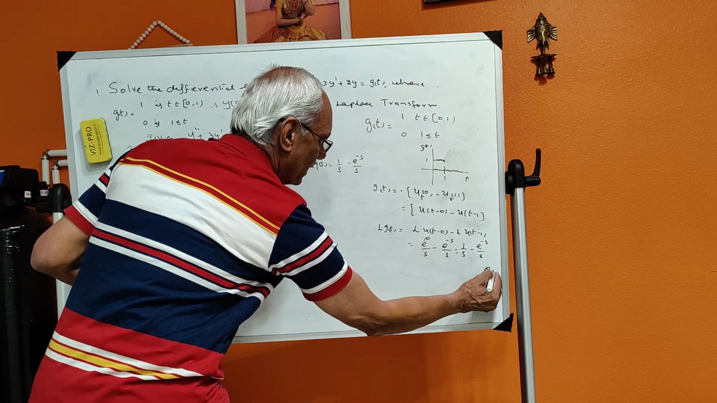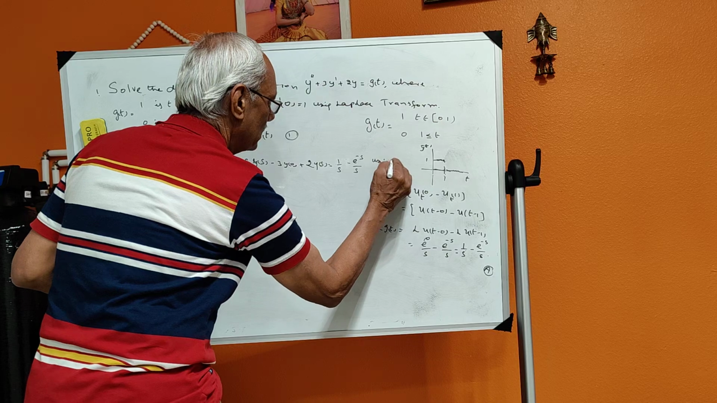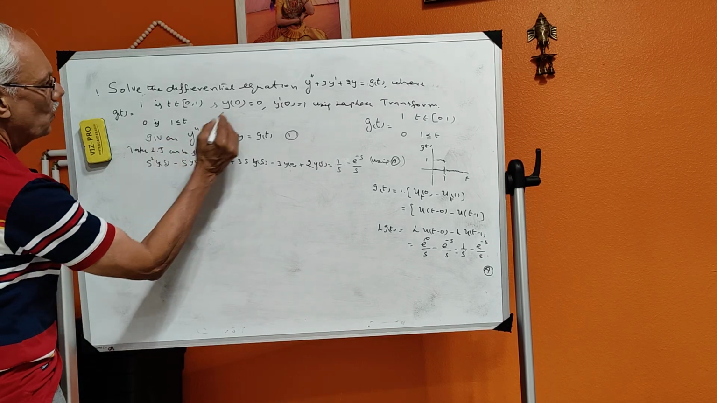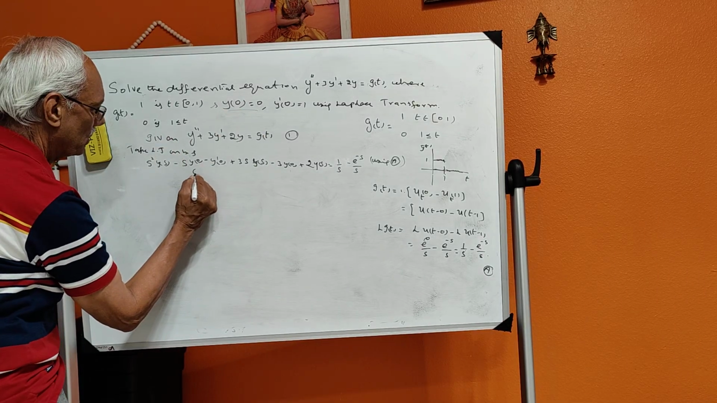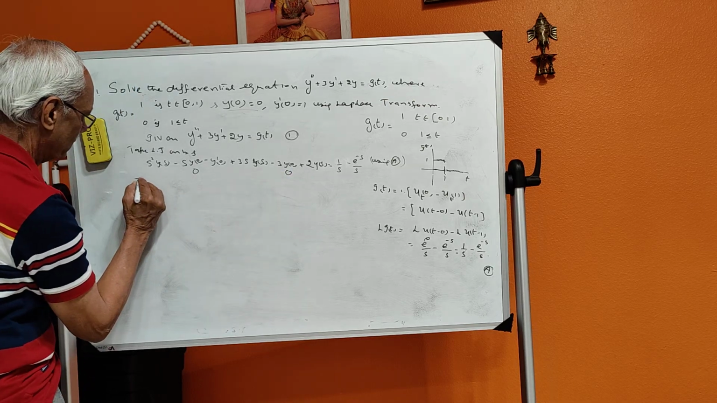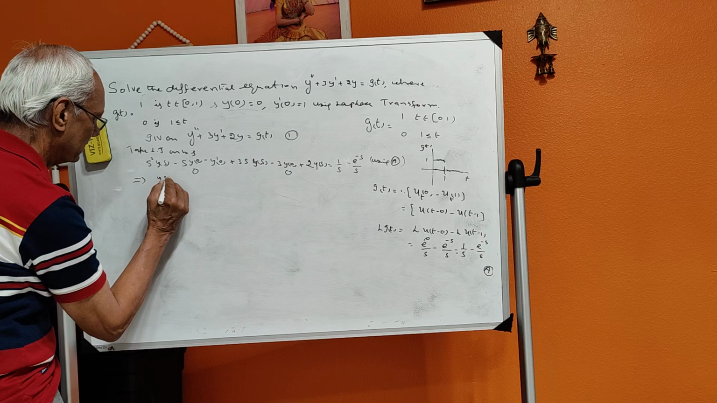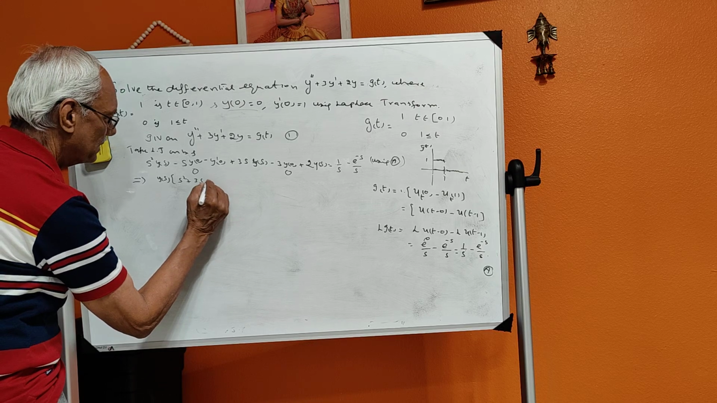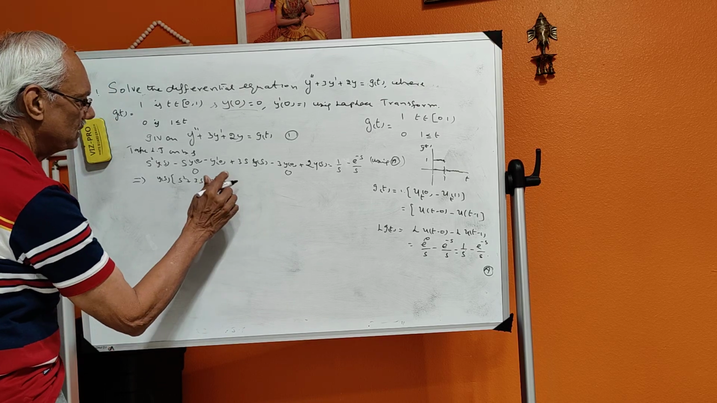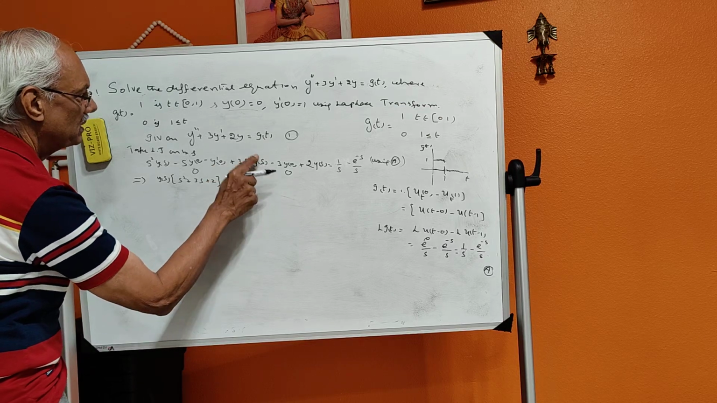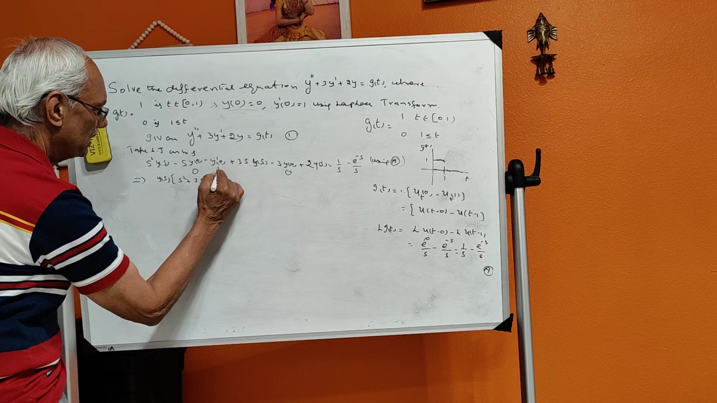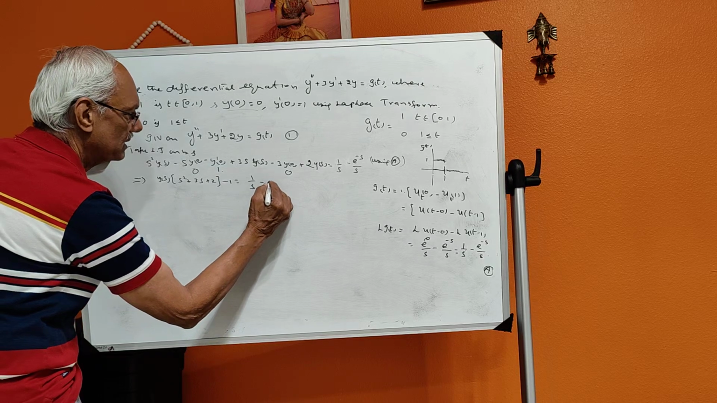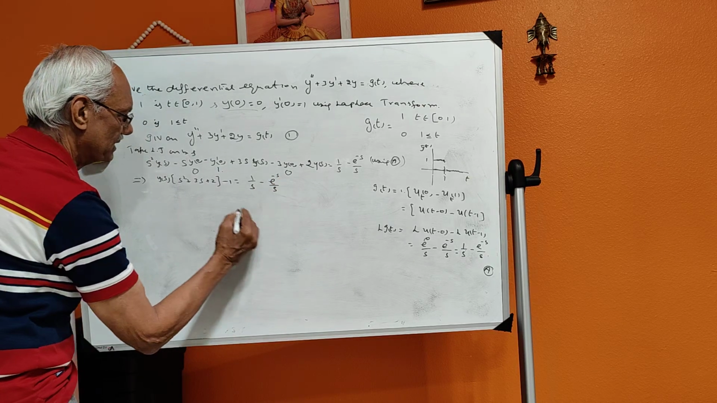Call this as equation (1). Using (1), y of 0 is 0 and y dash of 0 is 1, so minus 1 there. So on simplification this gives Y of s into s square plus 3s plus 2 is equal to 1 by s minus e to the power of minus s by s, plus 1.